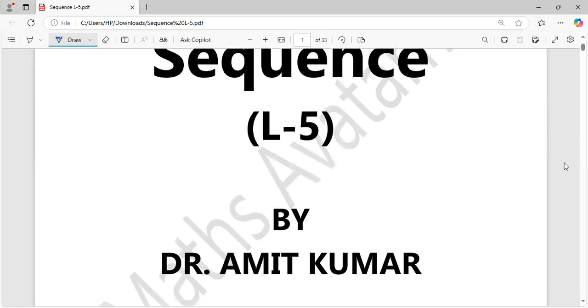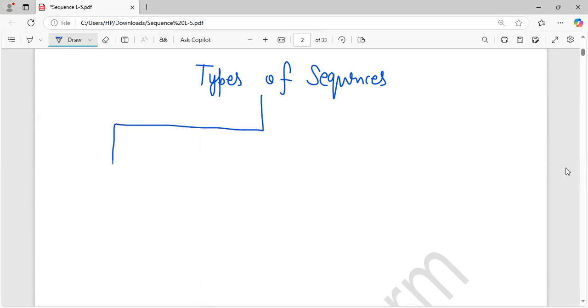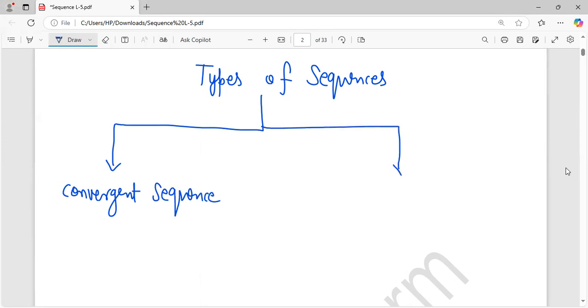Today we'll see types of sequences. Sequences are of two types: convergent sequence and divergent sequence.